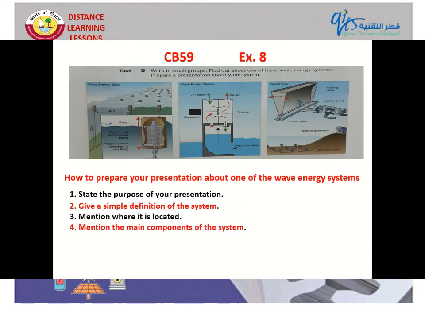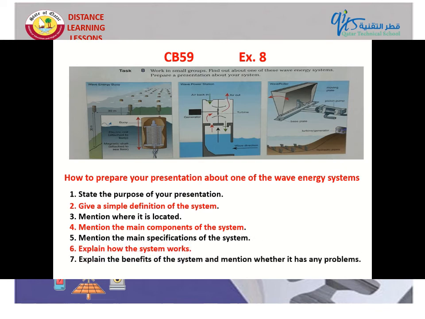Number 4, you mention the main components of the system. Then you mention the main specification of the system. Then you explain how the system works. And finally, explain the benefits of the system and mention whether it has any problems.